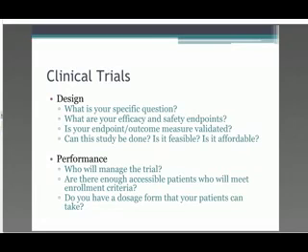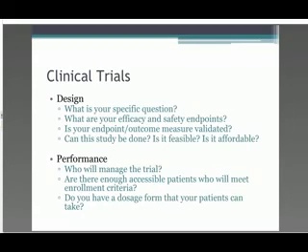For clinical trials, for the design, what you need to include is what is your specific question, what are your efficacy and safety endpoints that would be clinically meaningful, and is your endpoint or outcome measure validated? This is a big problem. Sometimes, especially for children, the outcome measures have not been validated yet, and so it's just not clear how useful the outcome measure is. Can this study be done? Is it feasible? Can you afford it? Can anybody afford it? These are all questions, because a lot of times studies aren't done for these reasons.